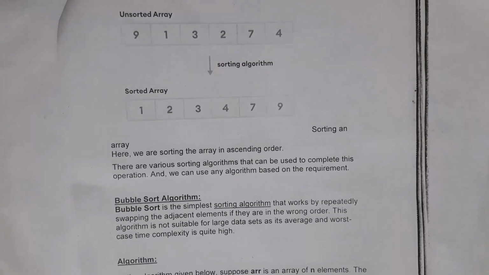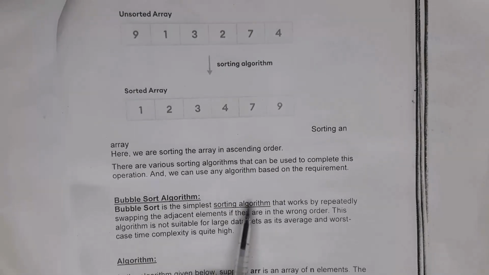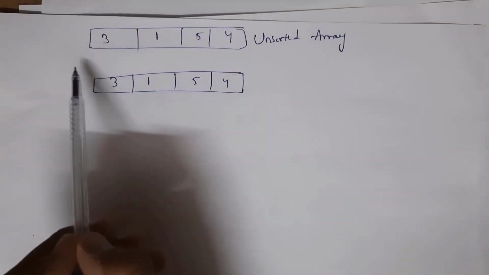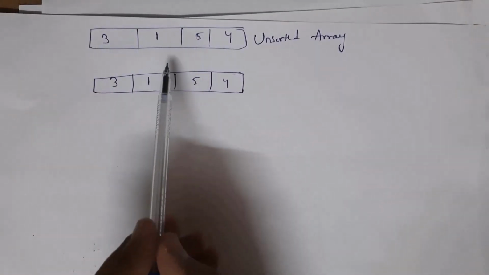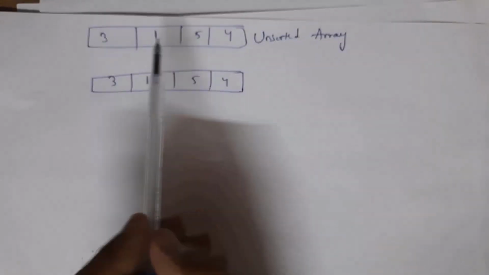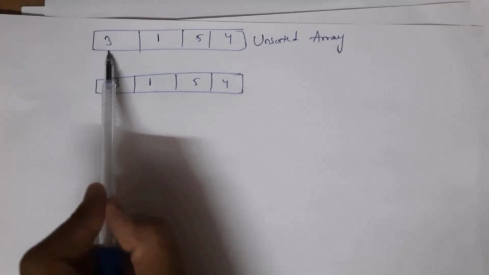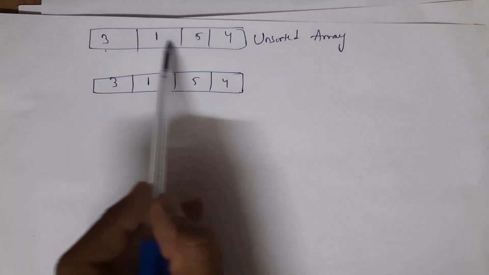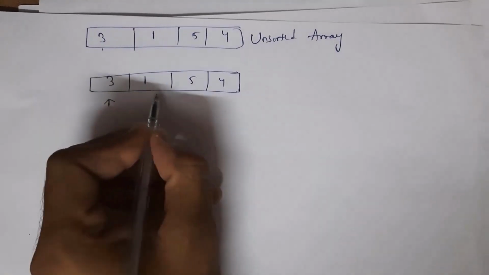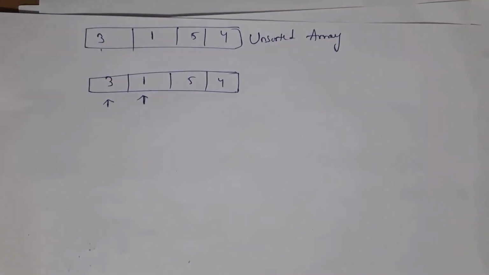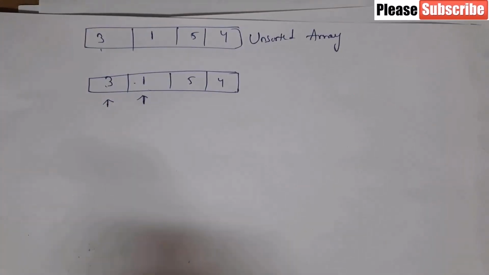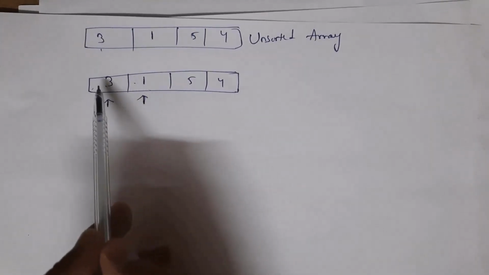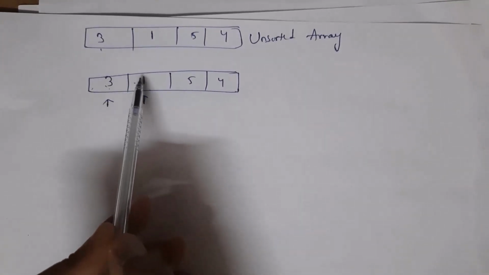Now I will explain the bubble sort algorithm. Bubble sort is the simplest sorting algorithm that works by repeatedly swapping the adjacent elements if they are in the wrong order. I will give one example. Here this is an unsorted array where elements are not arranged in proper order. Now we need to sort this array by using bubble sort. We must start from the first position and keep checking whether elements are in proper order or not. The first element is 3 and the next element is 1. Both are not in proper order because 1 must be first and after 1 there should be 3. The definition of bubble sort is we need to swap adjacent elements if they are in the wrong order. So the adjacent element of 3 is 1. Now we need to swap this 3 and 1.